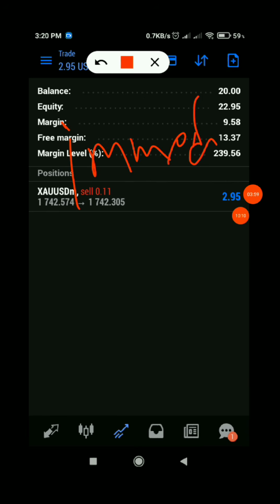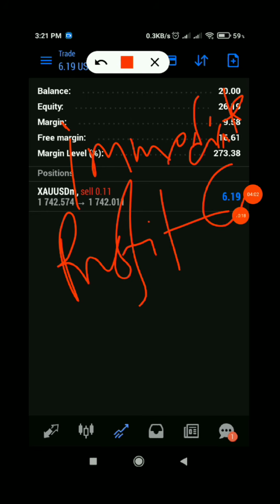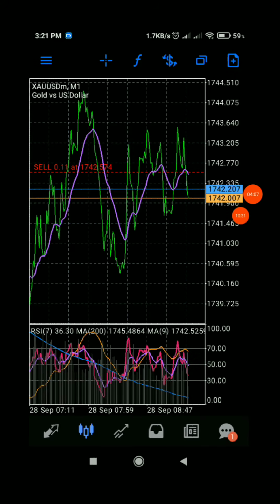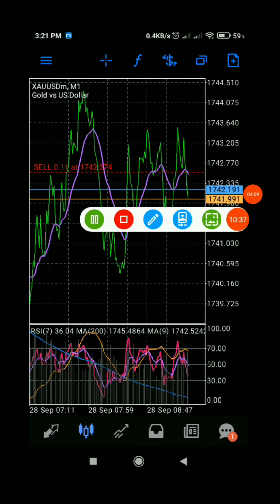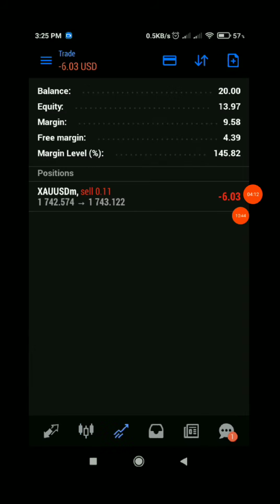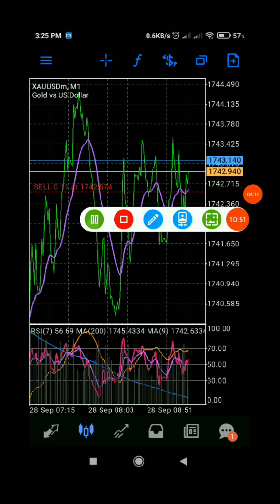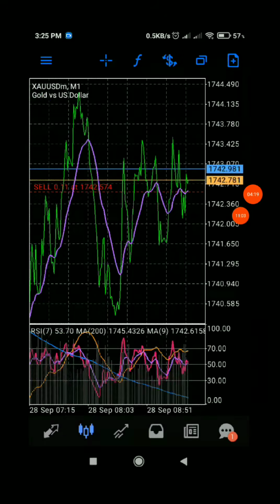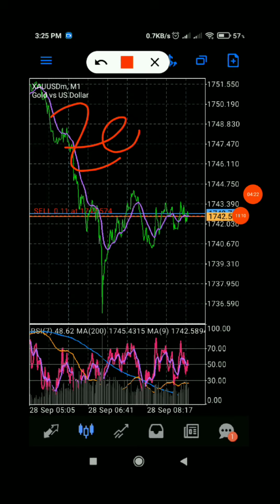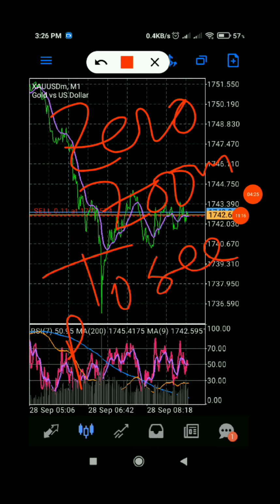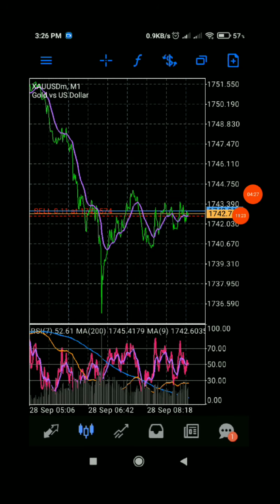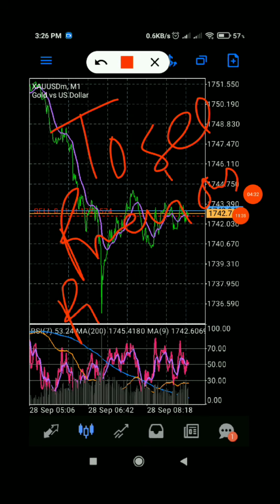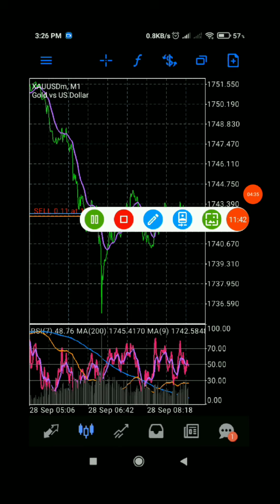So I have taken a sell entry and immediate profit here. Why I have taken the sell, I will explain. So this is the zero zone to see the previous level. You have to see the zero zone first.